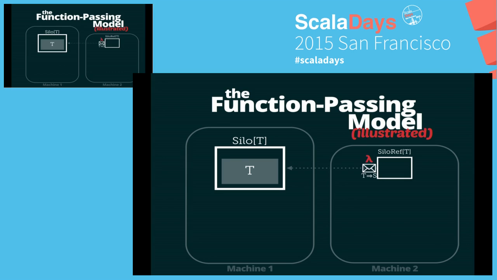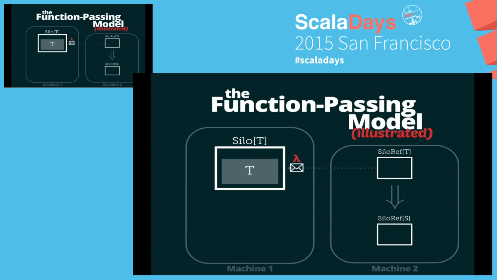So what happens, let's just say you have some function that you want to apply to this silo of T. You send your function over the wire. It goes from T to S. Let's say. What you get back on the machine that you're operating on is a siloref of S.